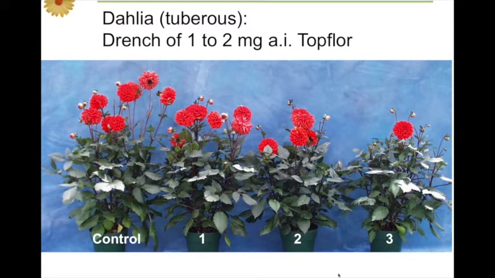And here we are with tuberous dahlias. You can see the rate response as you control growth between 1 and 4 milligrams AI.